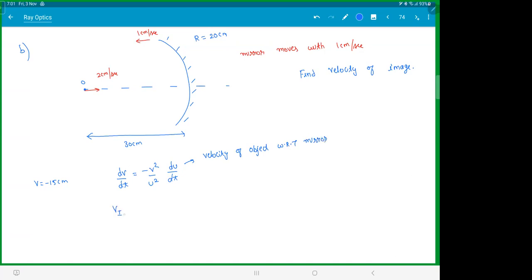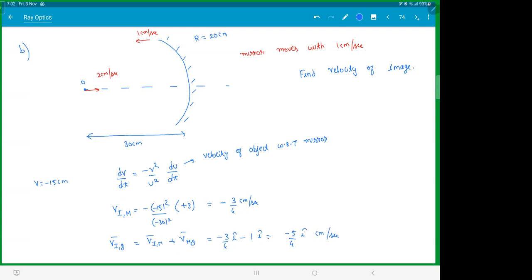So this is velocity of image with respect to mirror: minus 15 square by minus 30 square, and this guy will be 2 plus 1 plus 3. So this is minus 3 by 4 centimeter per second, going backward. So velocity of image with respect to ground will be velocity of image with respect to mirror plus velocity of mirror with respect to ground. So this guy is going backward, minus 3 by 4 I cap, and the mirror itself is going with 1 I cap. Minus 4 by 4 I cap centimeter per second.